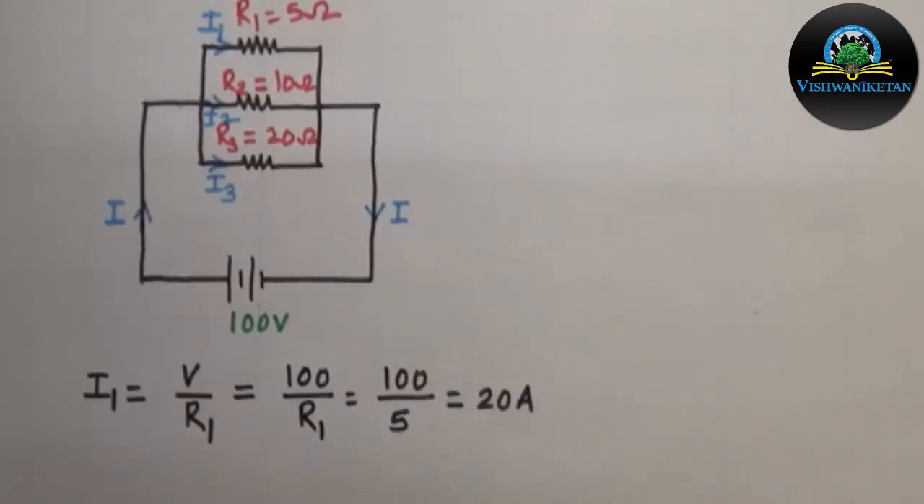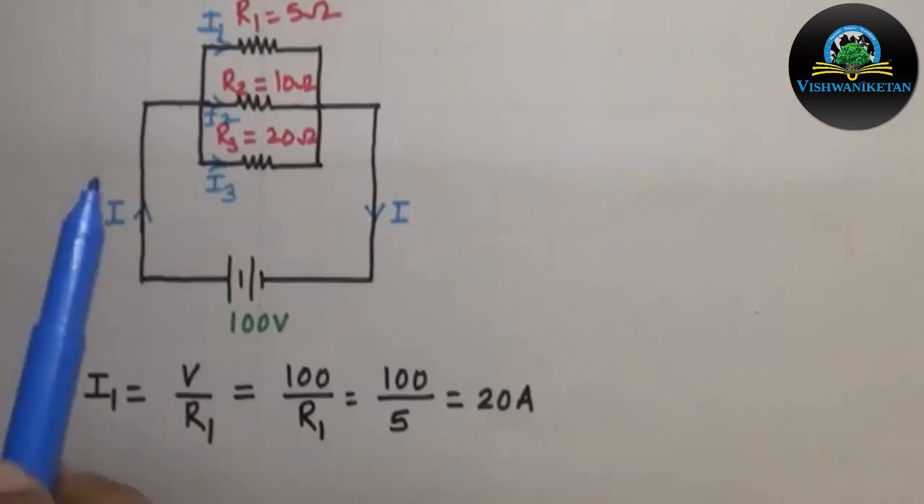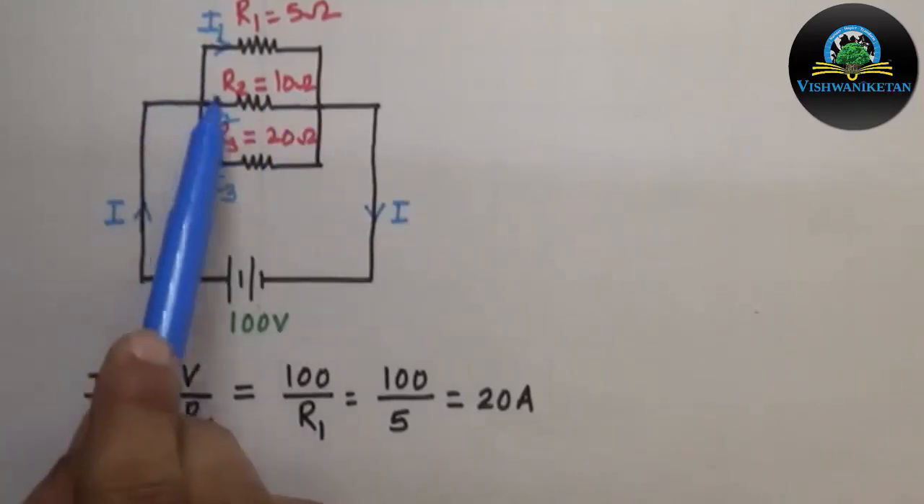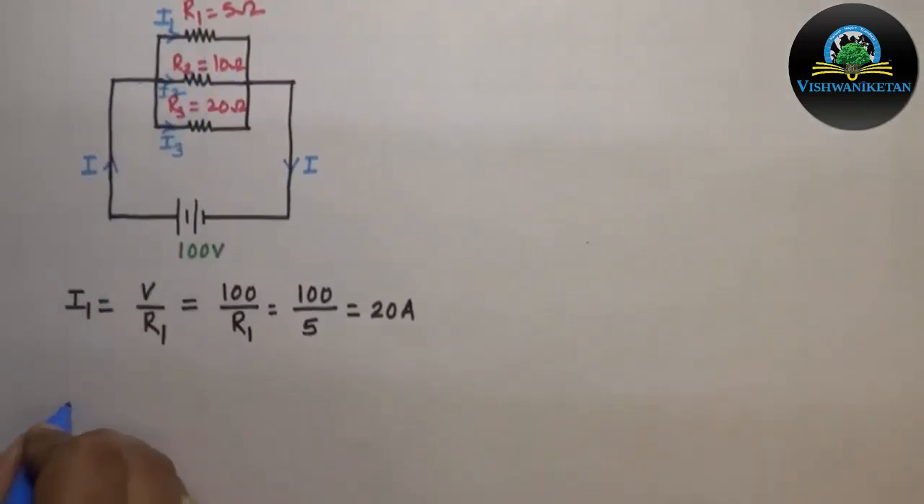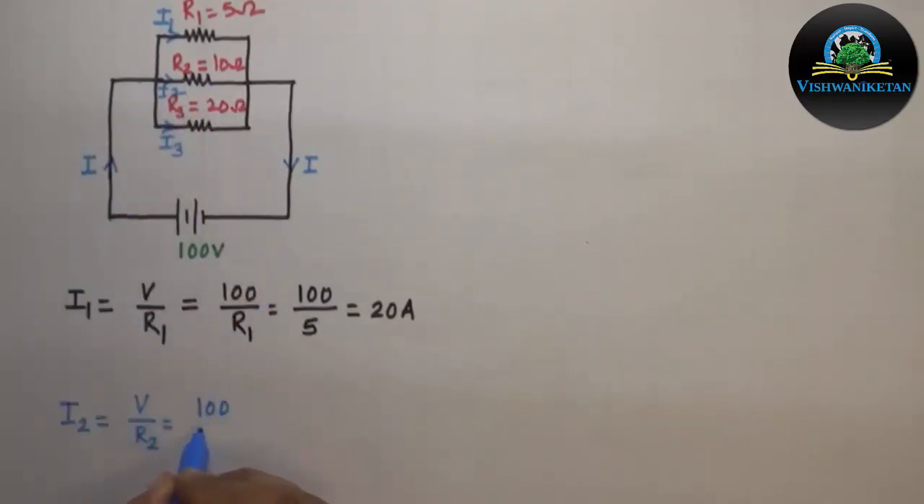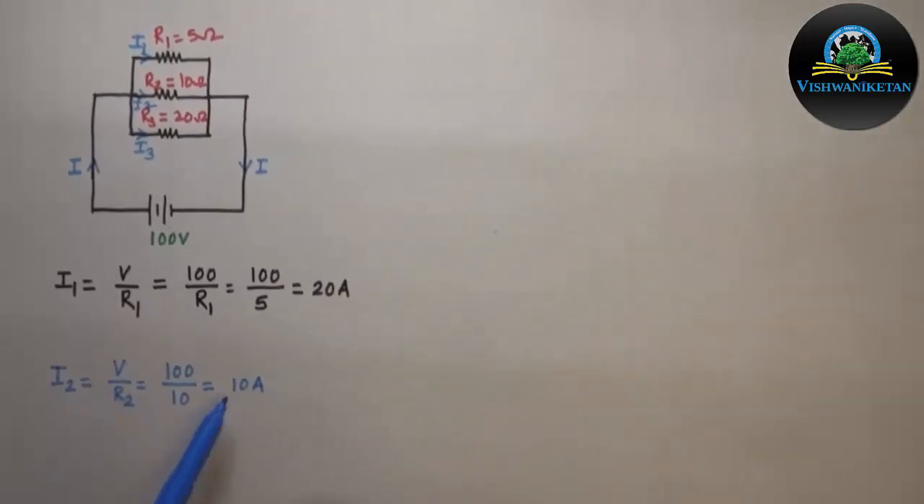Similarly, as we know that the voltage across R2 is also 100 volt and the value of resistance R2 is 10 ohm, I2 will be given by V divided by R2, where V is again the supply voltage, that is 100 volt, and R2 is 10 ohm. Therefore, 100 divided by 10 is 10 amp. So my value of I2 is 10 ampere.